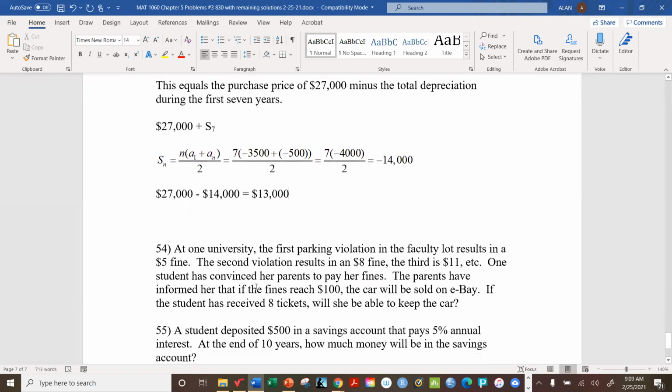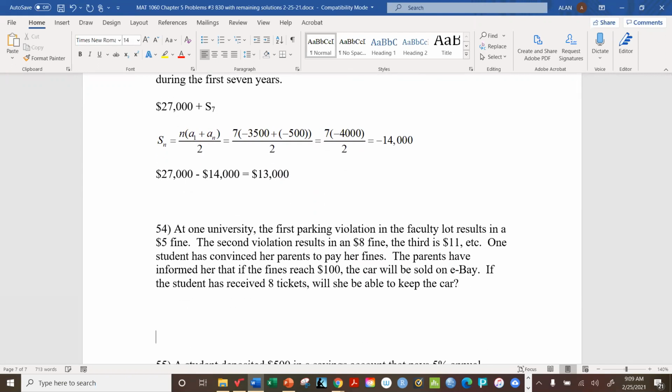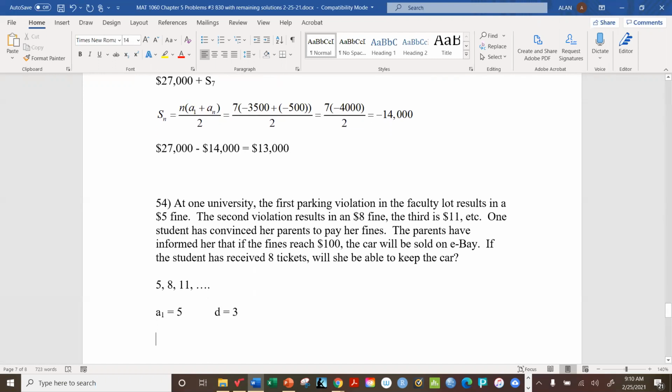All right, now look at this application. At some university that we don't name here, the first parking violation in the faculty lot results in a fine of $5. The second time you have to pay $8. The third time is 11. So if you write out the pattern of tickets, you see that there's a pattern here. So it's almost like an arithmetic sequence, starting with 5 and with a common difference of 3. So now this one student has convinced her parents to pay her fines, but they've told her that if the fines reach $100, the car will be sold on eBay.